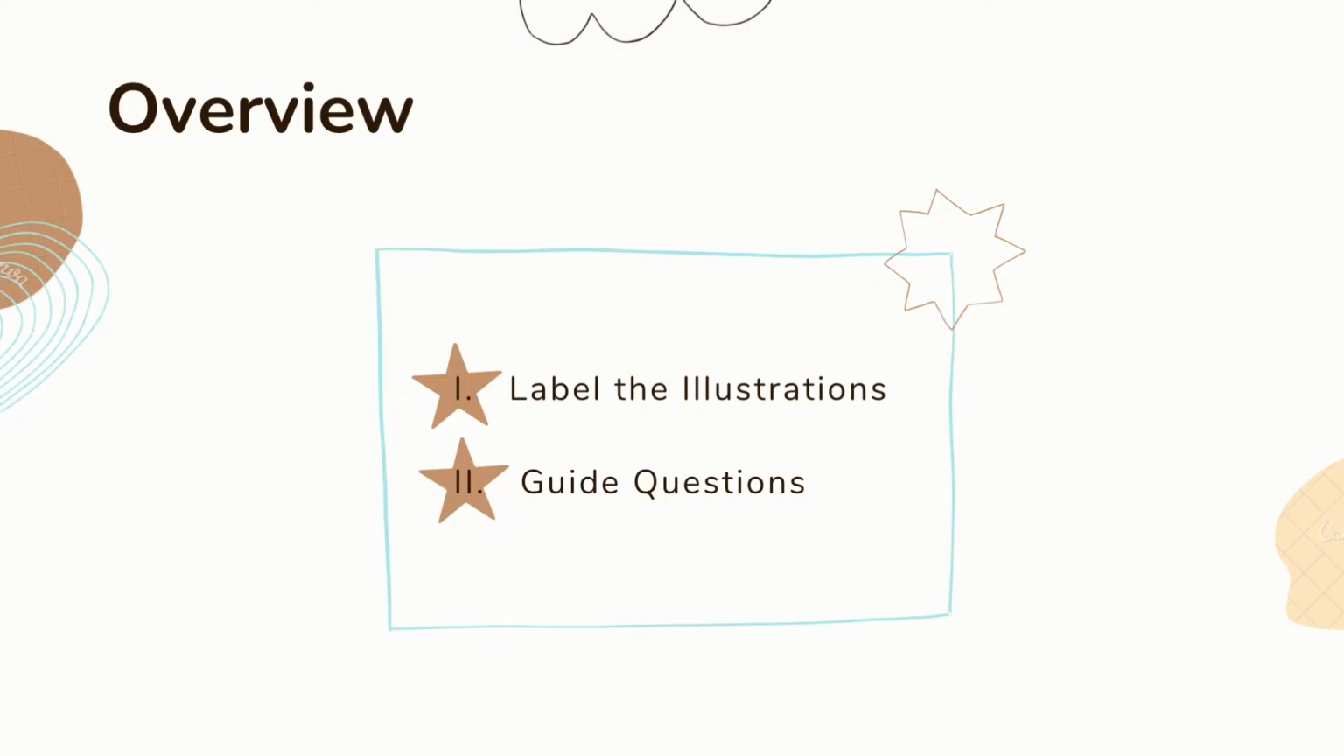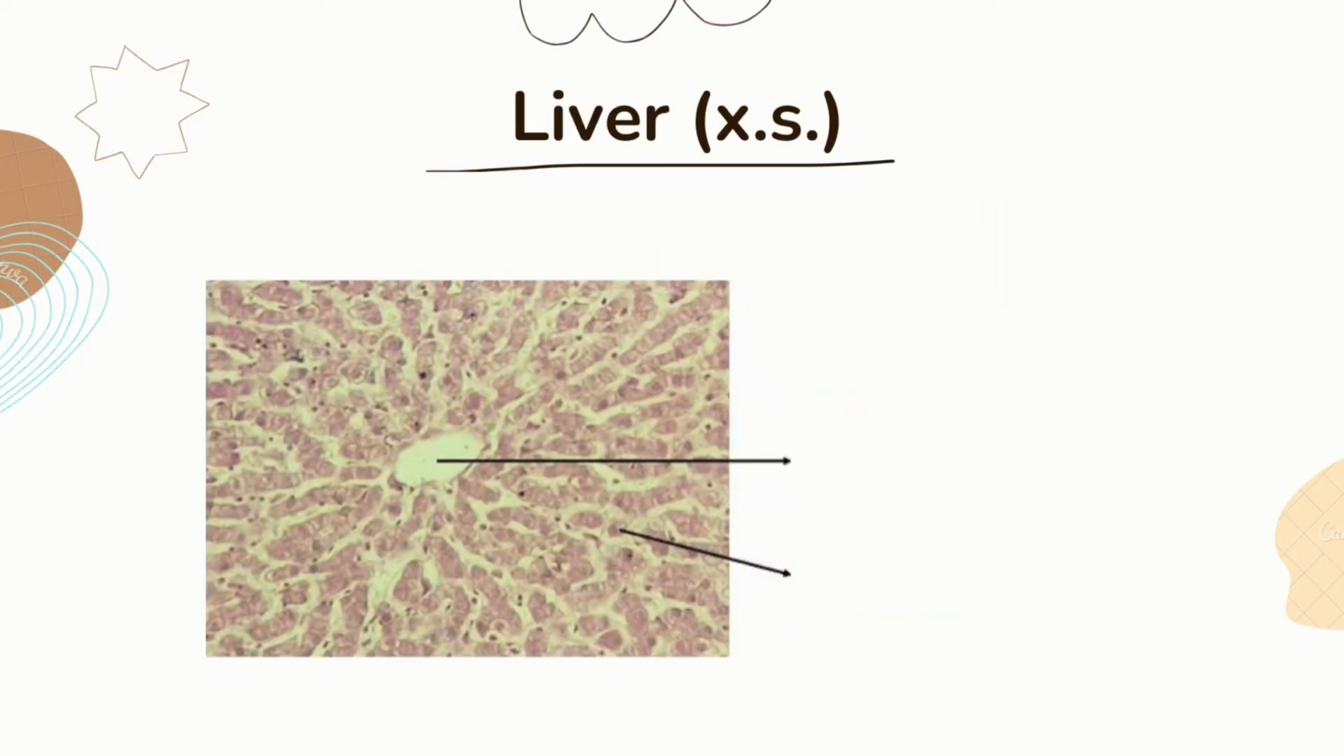There will be 2 parts to this exercise. First, we will be tasked to label the structures found in each illustration. Afterwards, we will proceed to the second part, wherein we will be discussing the 4 guide questions regarding the topic. So first, let's begin with the labeling of the illustrations. For the first illustration, we are shown a cross-section of a liver.